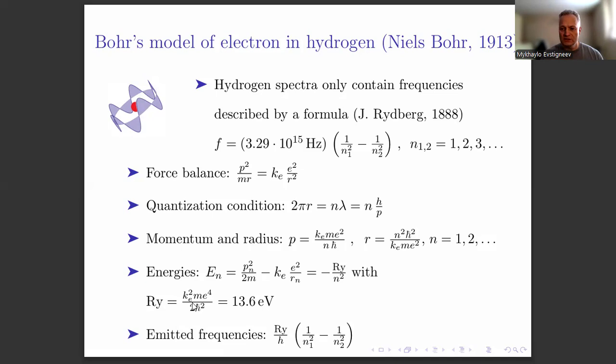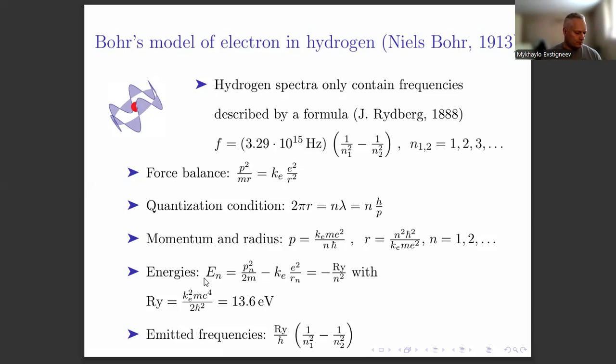And this Rydberg's constant is a combination of fundamental constants: Coulomb's constant, electron charge, electron mass, and Planck's constant. So this is this combination. If you plug in all the numbers and convert the energy from joules into electron volts, you will come up with 13.605, well, 13.6 electron volts.